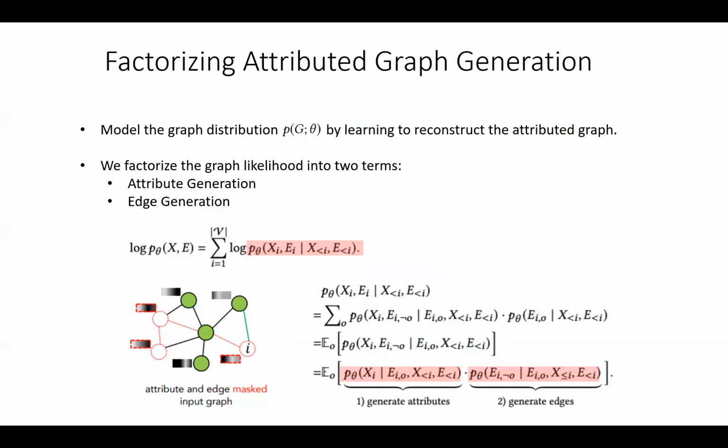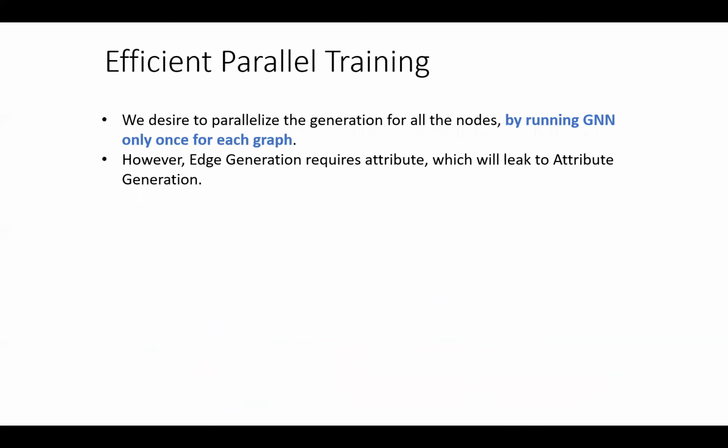Formally, we can write down the decomposition. With random masking of the edges, the expectation of our generated task is equivalent to the whole graph distribution. For the sake of efficiency, we desire to compute the loss of attribute and edge generation by running GNN only once for each graph. However, when doing edge generation, we will utilize the attribute information as input, which will be an information leakage to the attribute generation task.